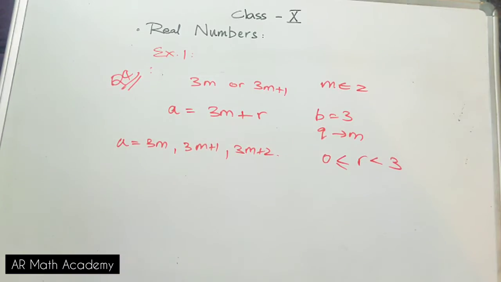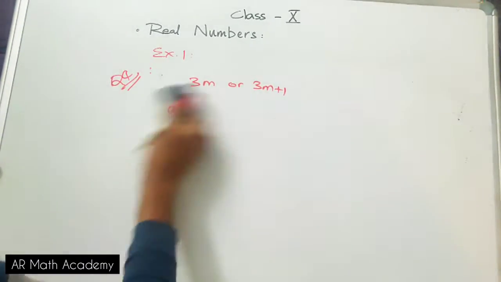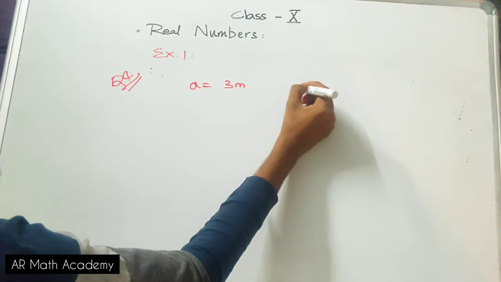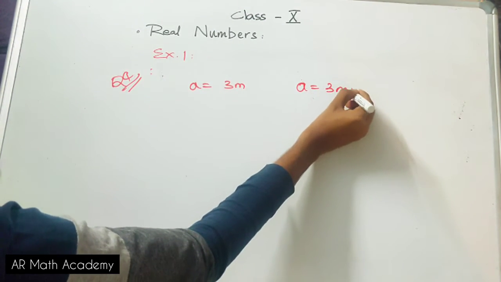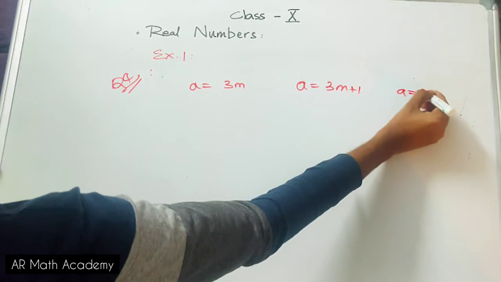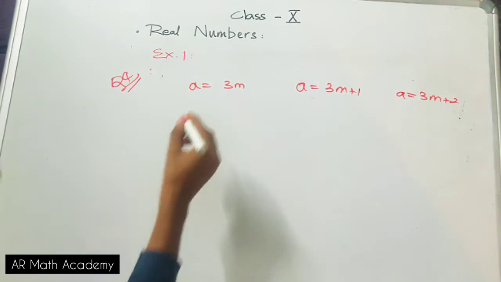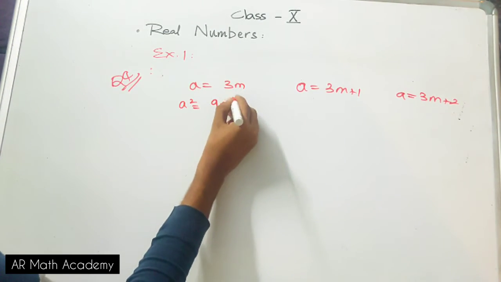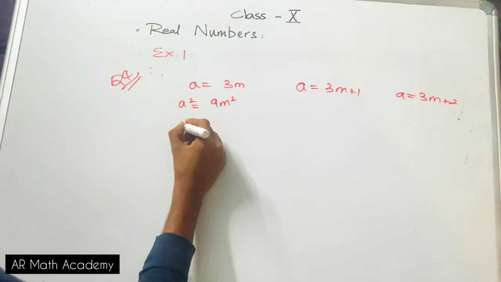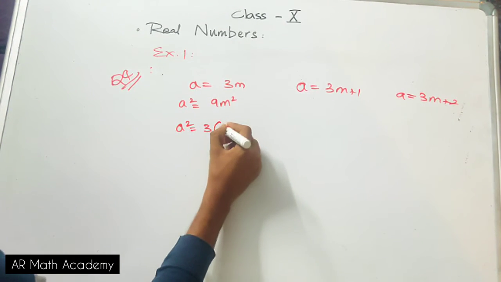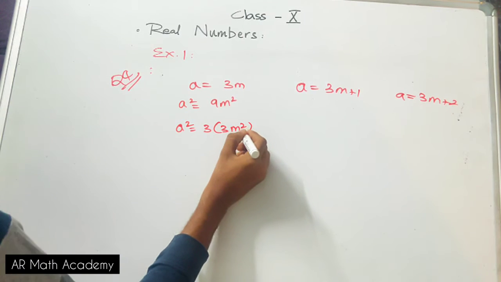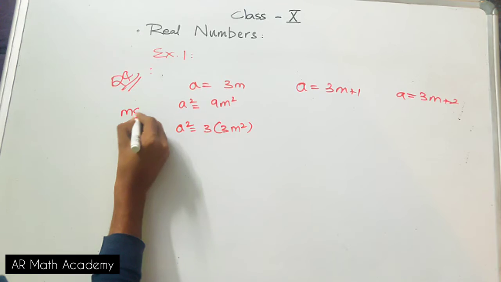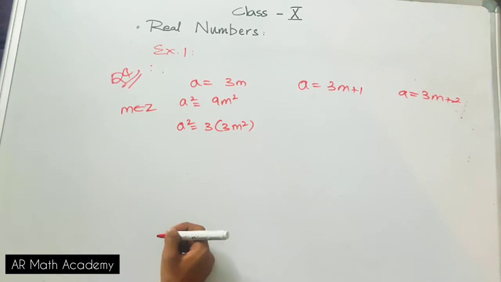Now, taking each and every equation, we can solve these and represent them in a different form. So a equals 3m, or a equals 3m plus 1, or a equals 3m plus 2. We have obtained those three equations. Now solving for a equals 3m, a square equals 9m square. Now a square equals 3 times 3m square. Now m, as we all know, belongs to the integer set. It is given in the question that m belongs to integers.